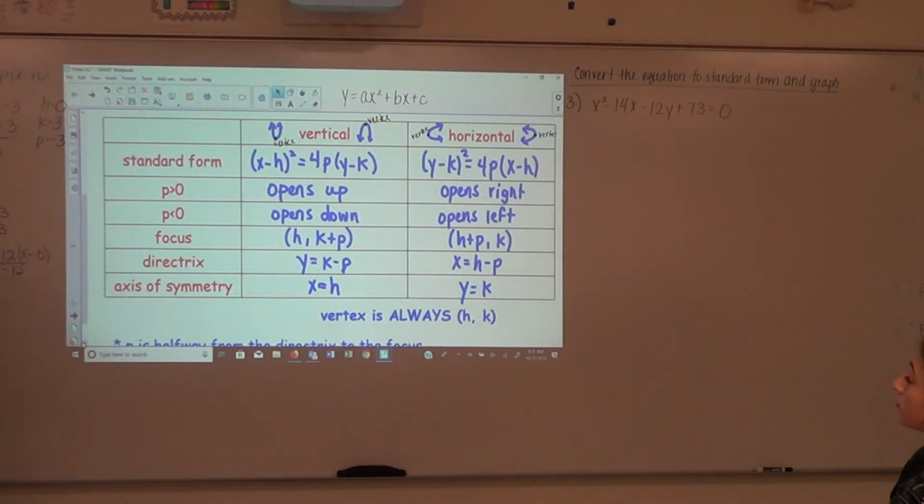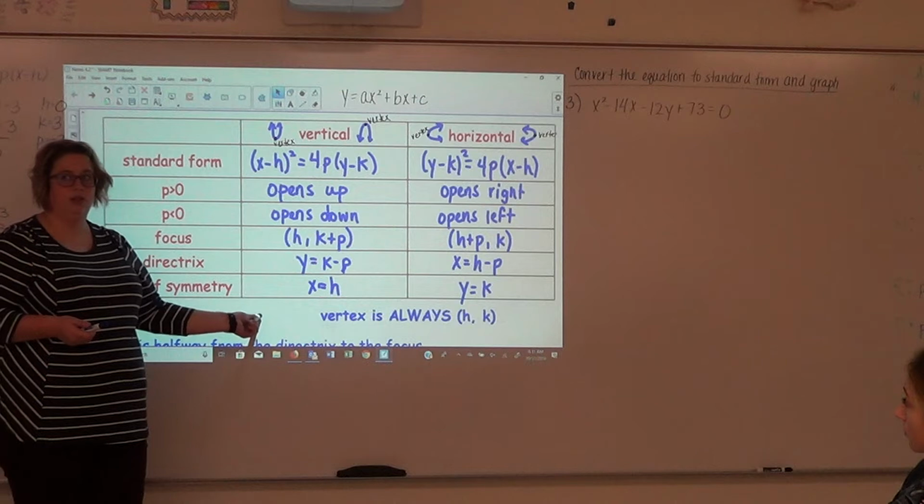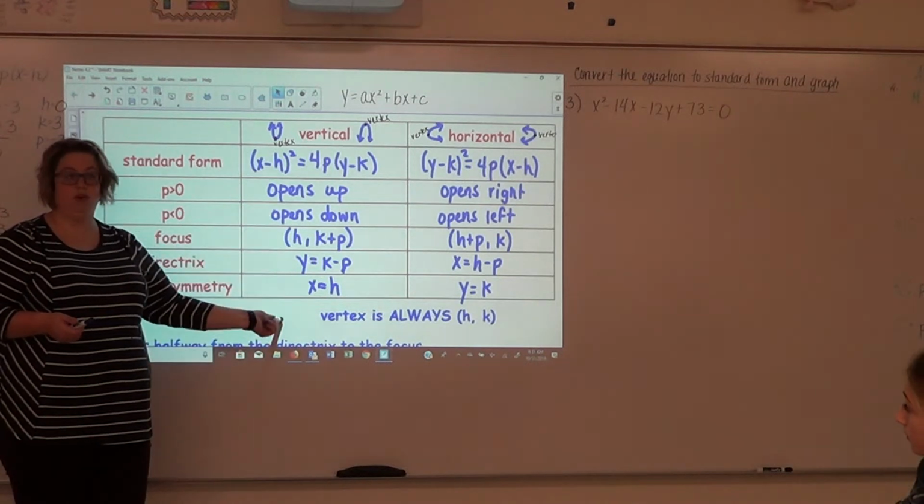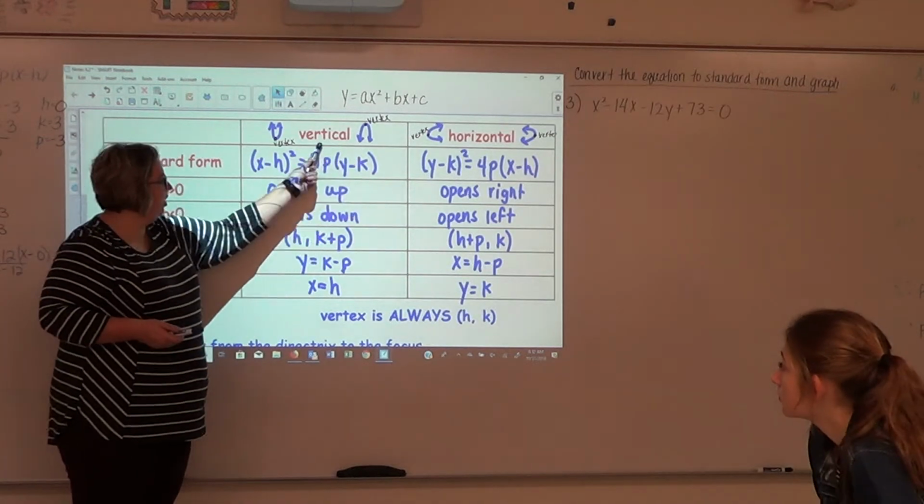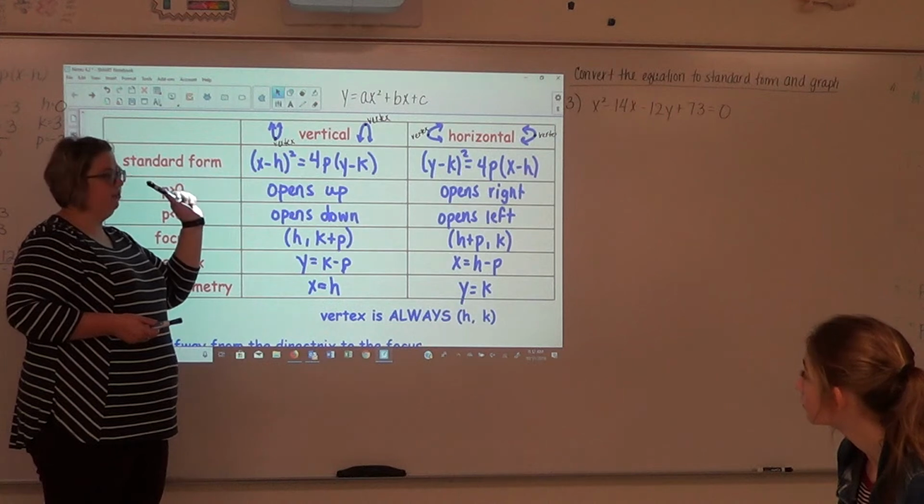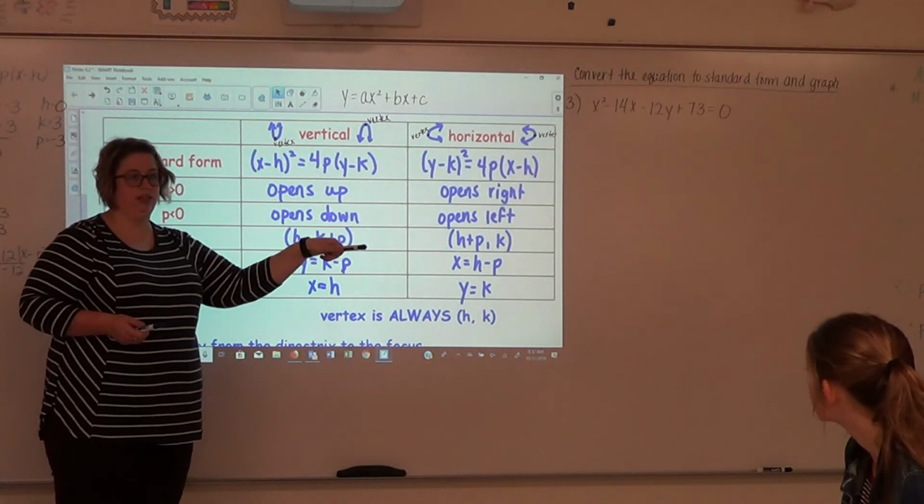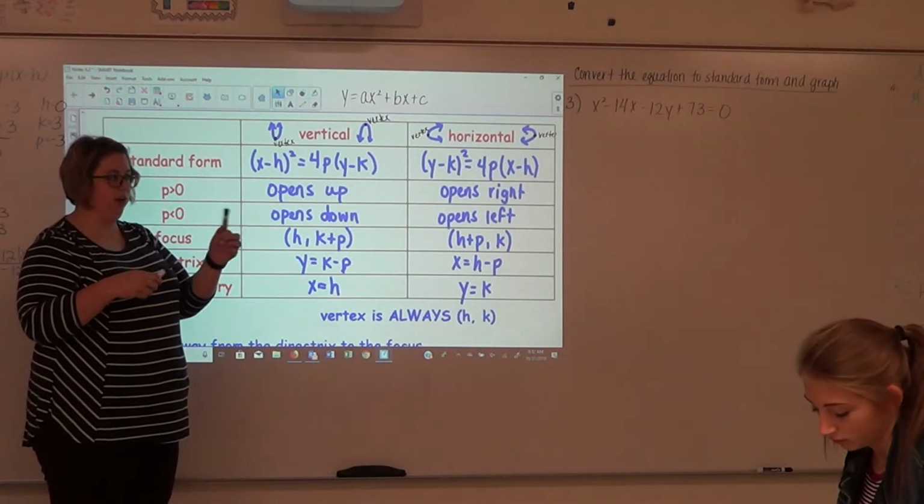Okay, so figuring out what column it's in. You're looking at what variable is being squared. So is my x being squared or my y? X, okay. So how do I know then we're going to be in the vertical column? Because x is squared in the vertical column, right? Okay, so I need to make my equation, it's going to have to look like this. So I need all my x's on the left, everything else on the right. If y was squared, you want all your y's on the left and all the x's on the right, okay?